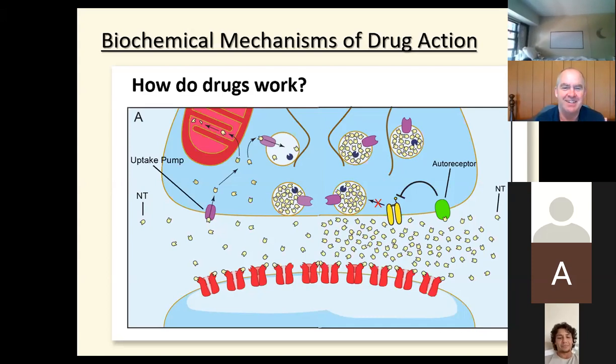Okay. Didn't realize I was, but yeah, it would bind to the receptor and then activate it. So that's the obvious next drug. An agonist will bind to the postsynaptic receptor and activate it.